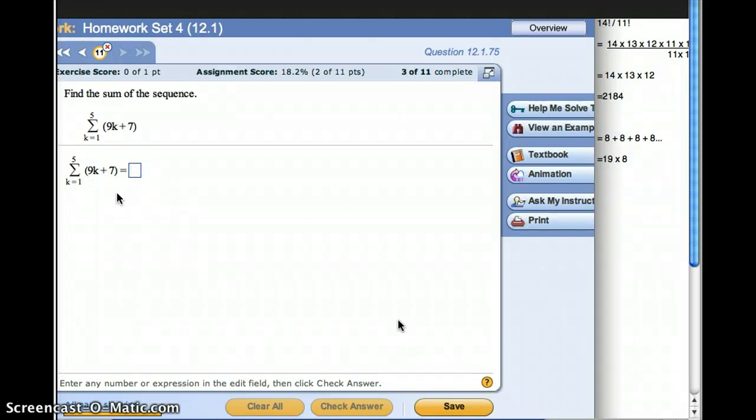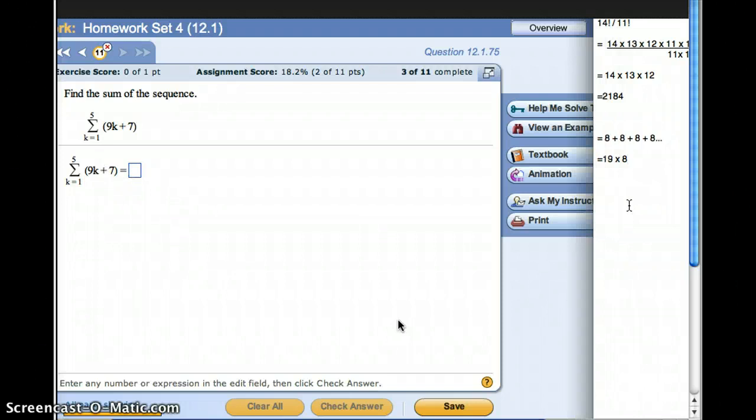So the very first term in this is going to be this formula with k equal to 1. So again, let me come down here a little ways. So the first one would be 9 times 1, because I'm letting k equal 1, plus 7. So that first term would just be 16. That's term number 1. And then term number 2, letting k equal 2, would be equal to 9 times 2 plus 7. So this would be 18 plus 7. This would be 25.